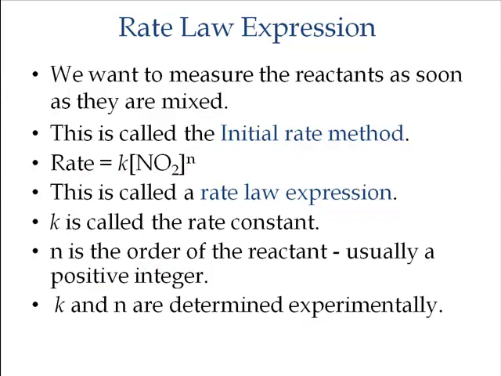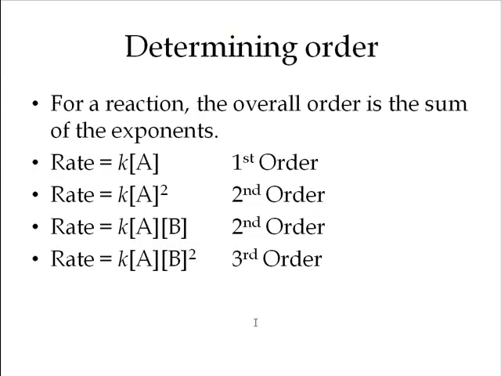So I want to expand on the whole order thing here. For a reaction, the overall order is the sum of the exponents. So let's say you see a rate law written like this. Rate equals k times the concentration of A. Since the exponent here is understood to be 1, this is first order. Now look at this. This is a 2. Basically what that is saying is A is bumping into A. So this is a second order reaction.